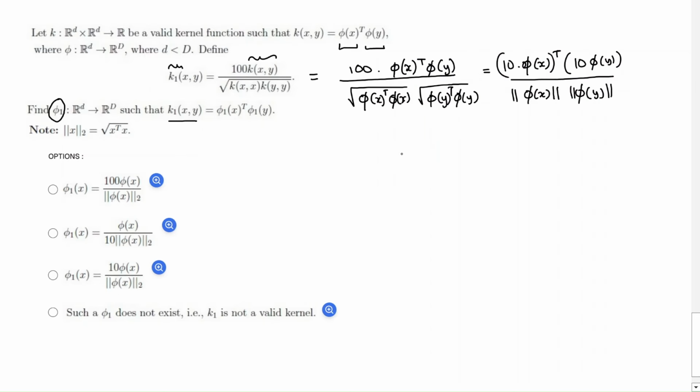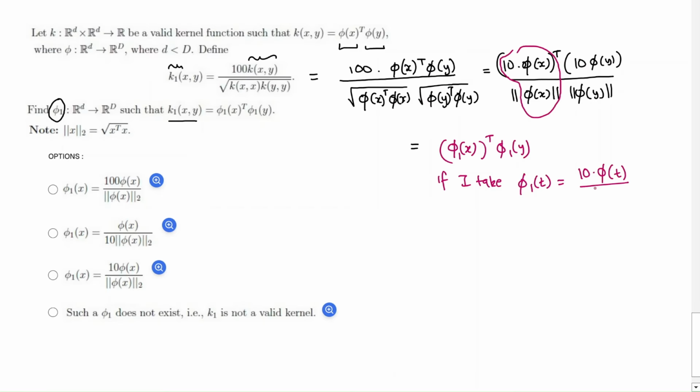Now this actually means that if I take phi1x to be this entity, then I can write it as phi1x transpose phi1y. If I take phi1t to be equal to 10 times phi t divided by norm of phi t. Now this is nothing but the third option.